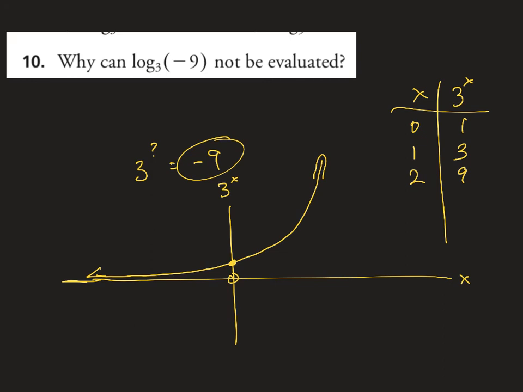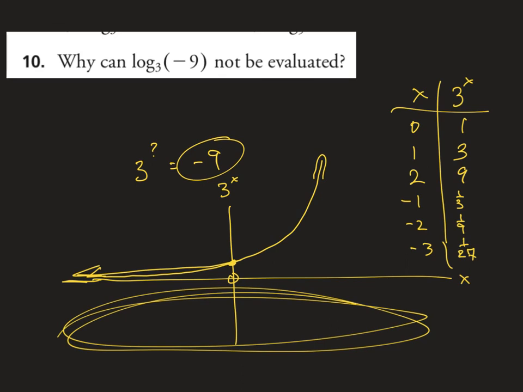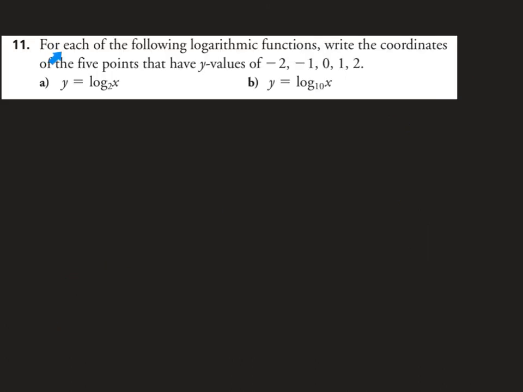But let's start putting in negative numbers. -1, I get 1/3. -2, I get 1/9. -3, I get 1/27. Right? So no matter what direction I go, I will never get a y value that's in the negative numbers. So there is no answer for this. You cannot evaluate it. Number 11, for each of the following log functions, write the coordinates of the 5 points that have the y values of -2, -1, 0, 1, 2.